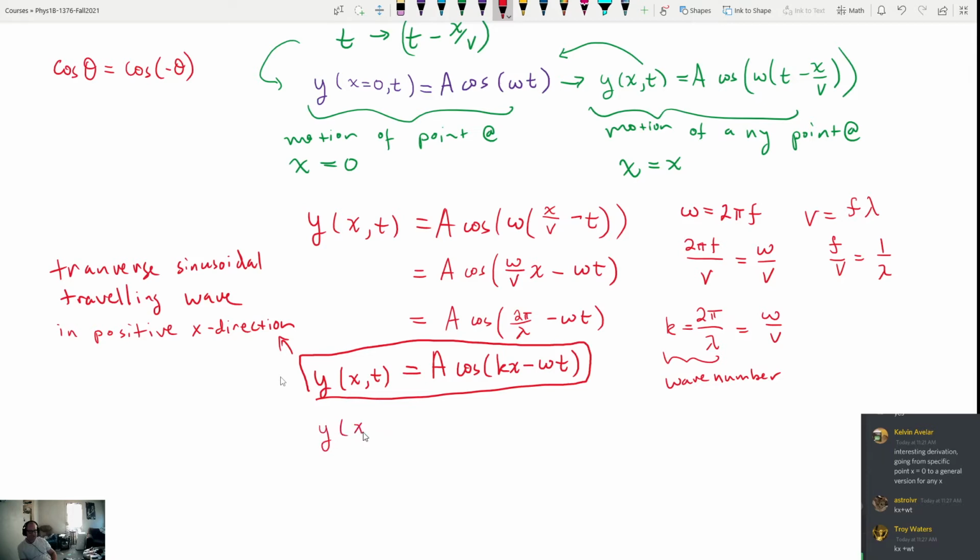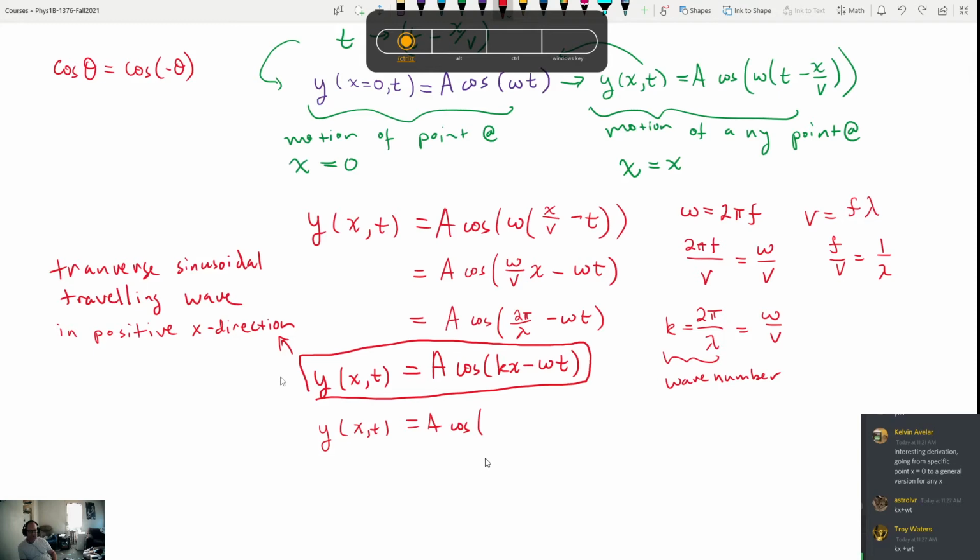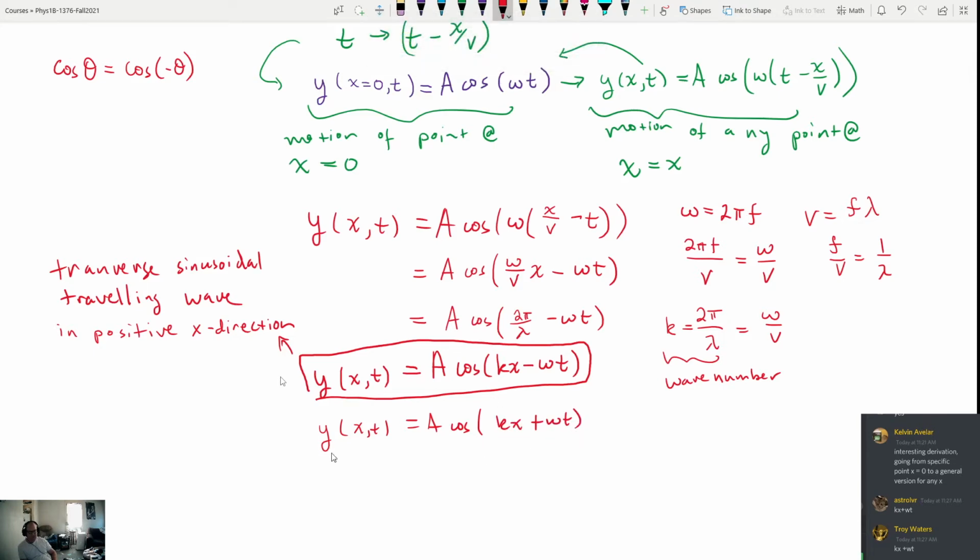So y of x comma t equals A cos of kx plus omega t. This one goes in the negative x direction. So this we'll just put down here. This is velocity in the negative x direction. So it travels to the left, you could say.